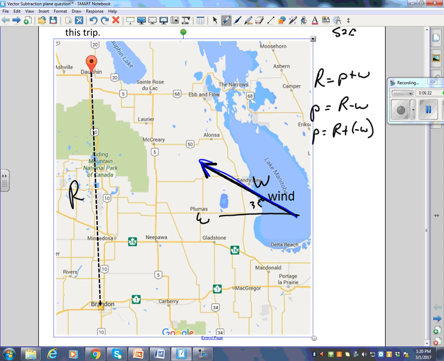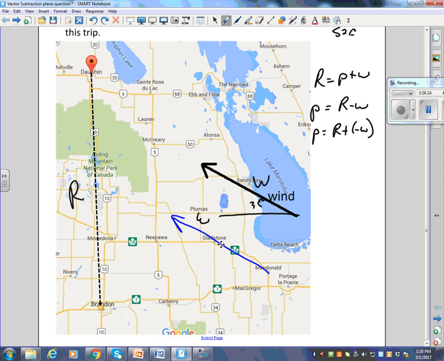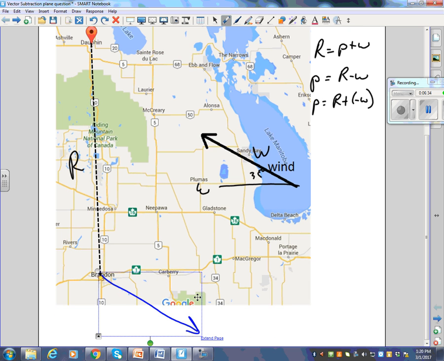So what am I going to do with my W? I'm going to put an arrowhead on the other side. Flip it. And how do you add? Tip to tail, and look where it ends up. South of Carberry, like we predicted. Right? A little faster. A little bit past Carberry.